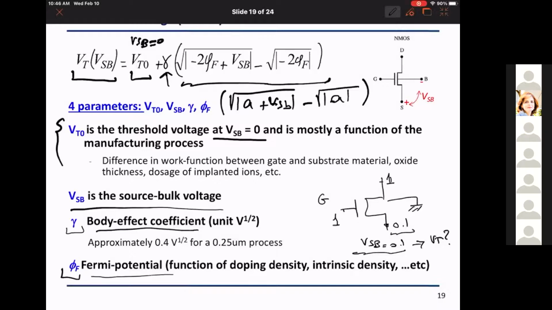Okay, so I have an equation and a set of empirical parameters. If I know what my VSB is, I can find the parameters for my VT before I start using it in my current equations. Okay, so it is very simple.